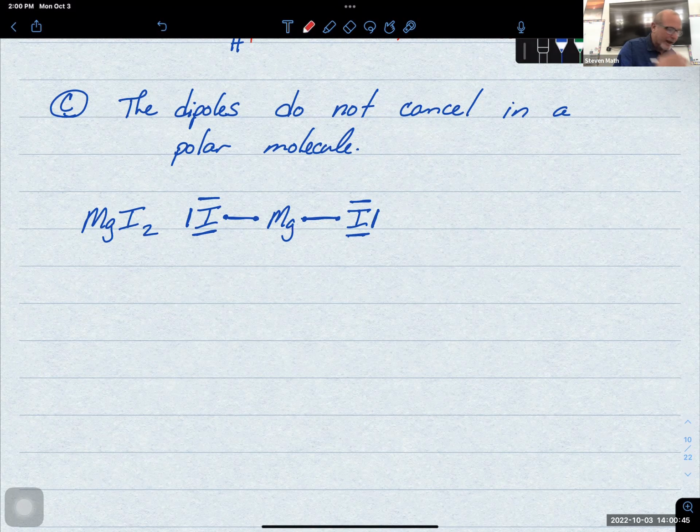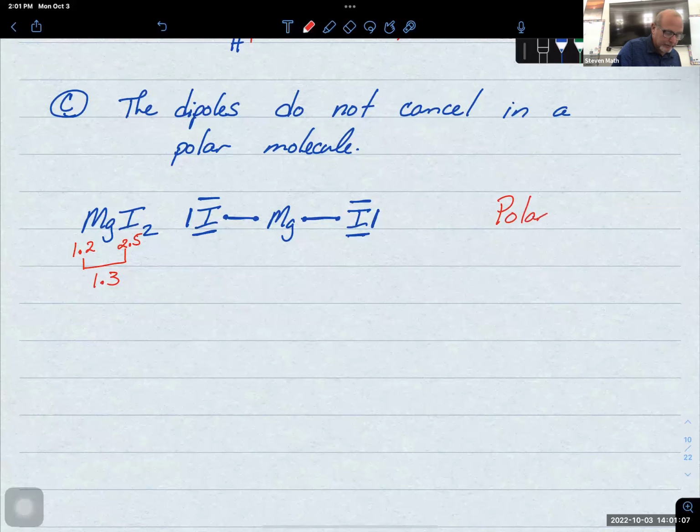And if we look at the electronegativity values for this, magnesium is a 1.2. I'm going to do it over here. And iodine is a 2.5. So the difference between these is 1.3. So we truly have a polar bond.